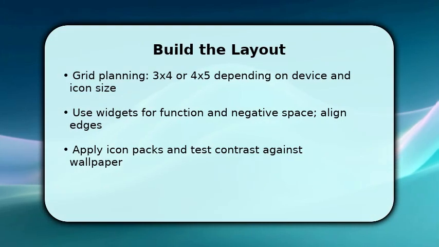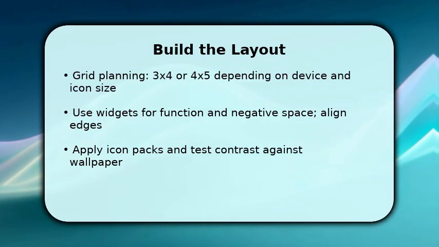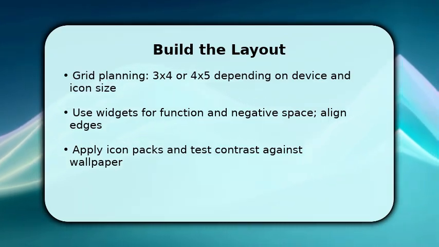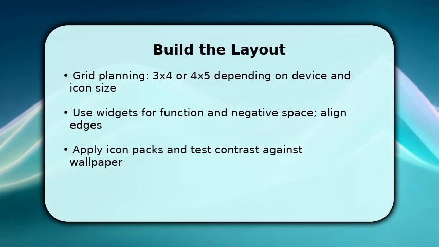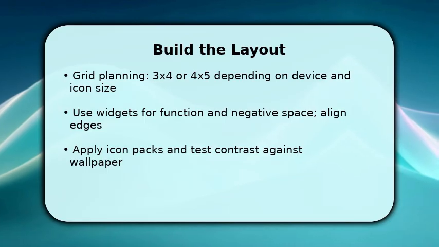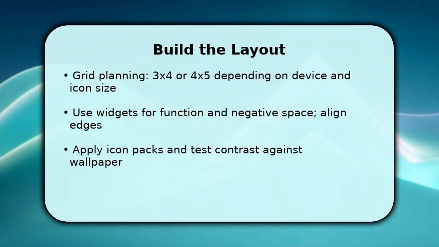You now construct the layout with intent. Choose a grid, 3x4 or 4x5, based on your device and preferred icon size, because spacing defines rhythm. Once decided, place primary apps on the first screen and secondary ones in folders. Use widgets to break monotony and provide utility. Make sure widgets align with edges and neighboring icons for visual order.